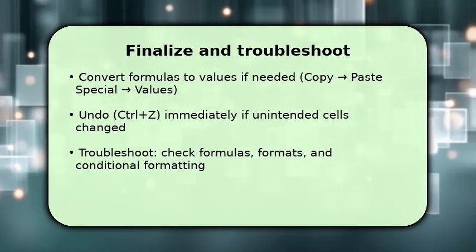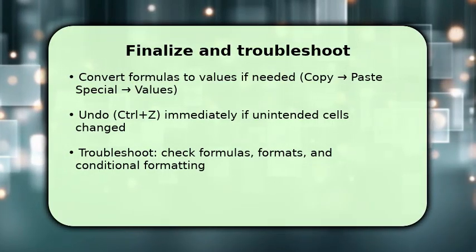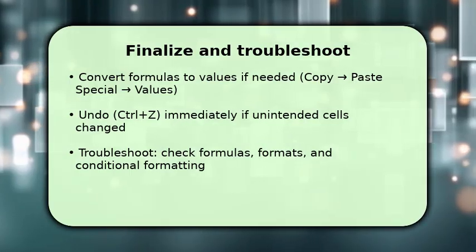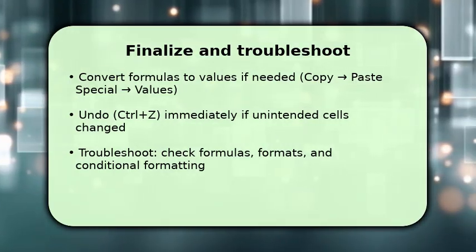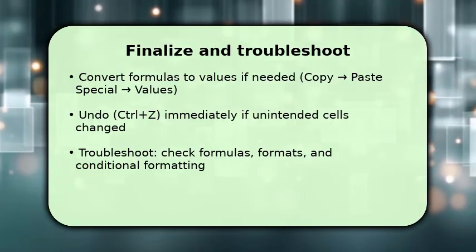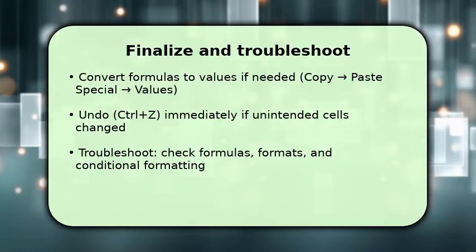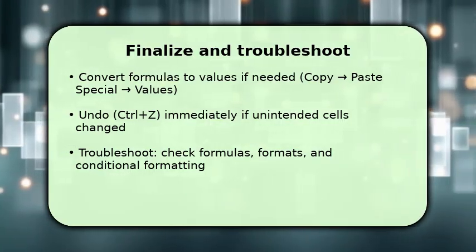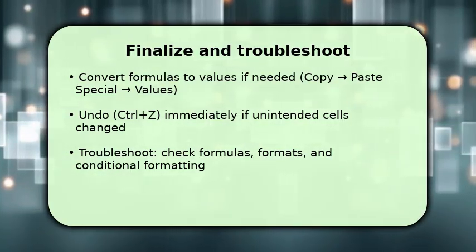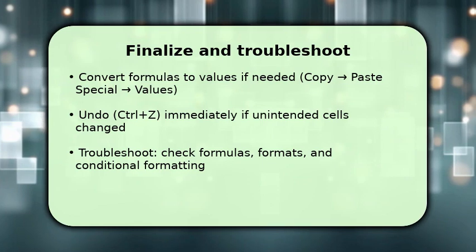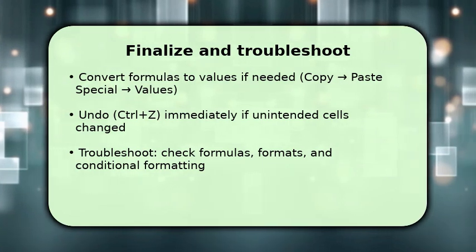After Replace All, scan dependent formulas and recalculate with F9 to ensure nothing broke. If something went wrong, undo immediately and rerun on a smaller range. A key troubleshooting tip: inspect number format and conditional formatting rules. Sometimes zeros are hidden or shown by format, and changing the format fixes the issue without deleting data.